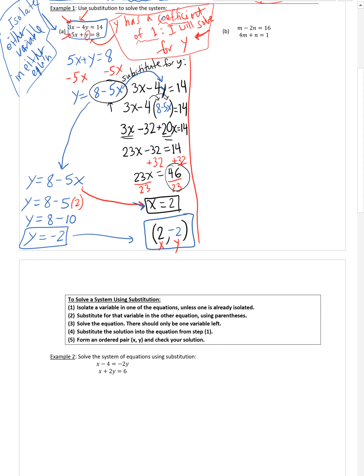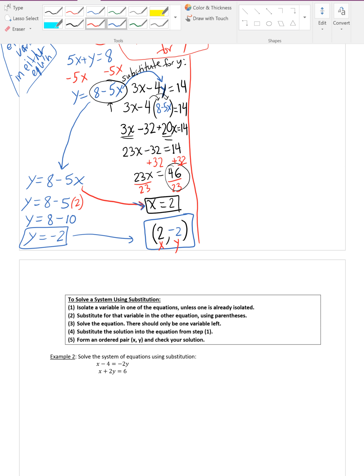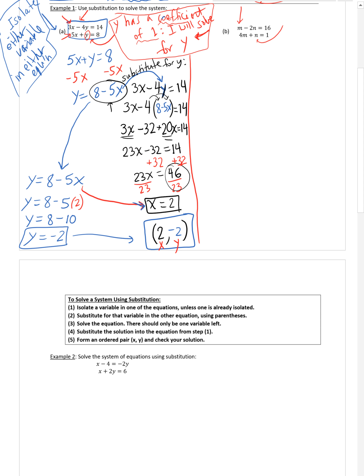In this problem, I think we kind of have a choice. I noticed this m in the first equation has a coefficient of 1, so it'll be easy to solve for. But also the n in the second equation is kind of nice. It has no coefficient. So I think this one is a toss-up. It's totally up to you, and I don't think one is better than the other. But for some reason the top one's calling to me, so I'm going to solve the top one, m minus 2n equals 16, for m. I'll substitute later, but first things first, I'm going to solve this for m.